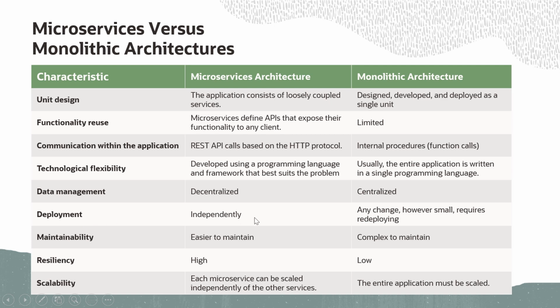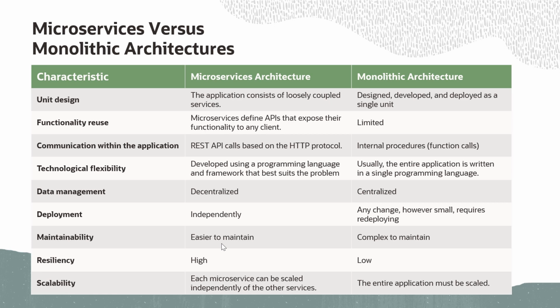When it comes to deployment, microservices architecture can be deployed independently. Every microservice can be coded and deployed independently of each other. Whereas in monolithic architecture, you will have to write the entire code at once and then deploy it. And again, if you have to make some changes, then you have to redeploy the entire application. Which is also why maintainability is easier in microservices architecture as you are managing small pieces of code at a time.